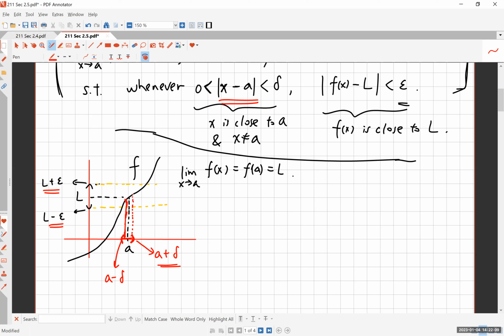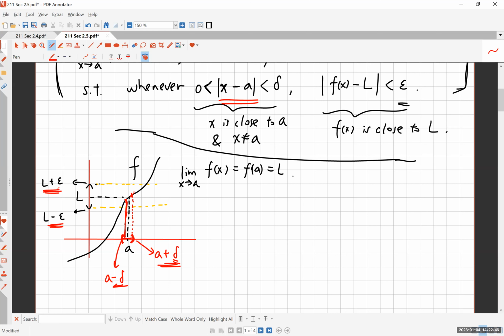In this picture, certainly it seems to be able to do that. If you pick this delta, the delta looks small enough so that for every x in this interval from a minus delta to a plus delta, except possibly at a, f of x seems to lie within the interval from L minus epsilon to L plus epsilon. In other words, the absolute value of f of x minus L is going to be less than epsilon. So this delta works for this epsilon.